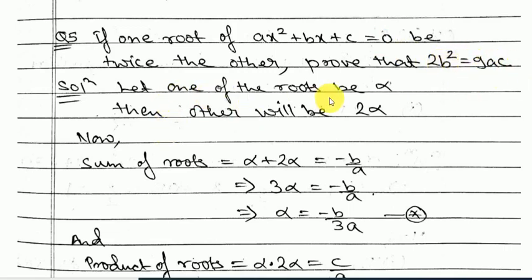So let one of the roots be alpha. Then according to the question the other root will be 2 alpha, twice of the one.